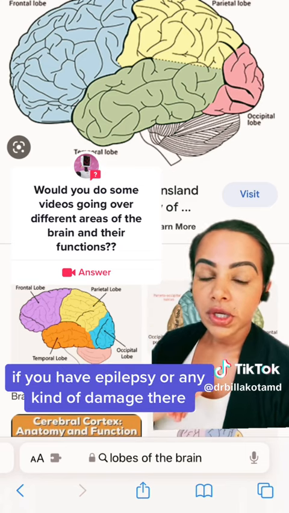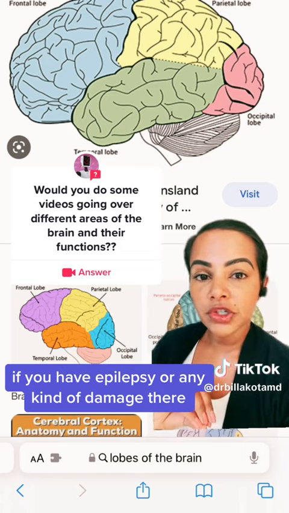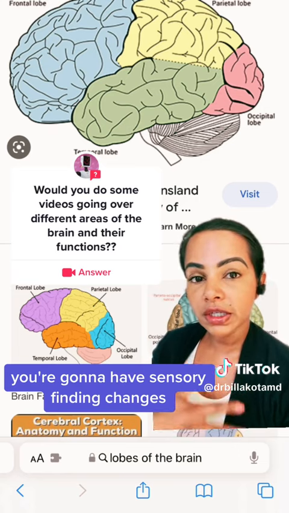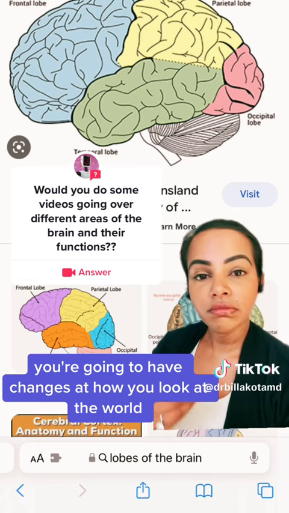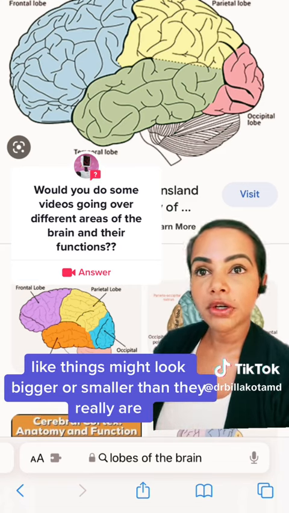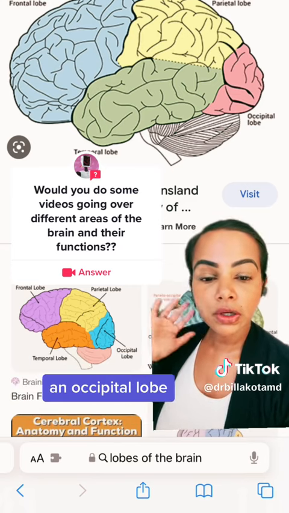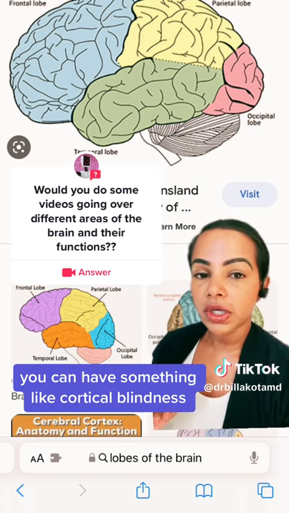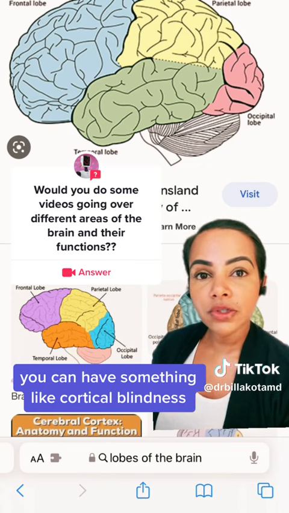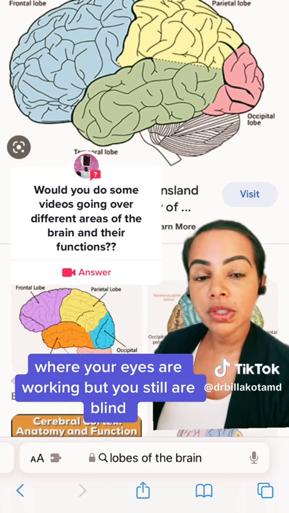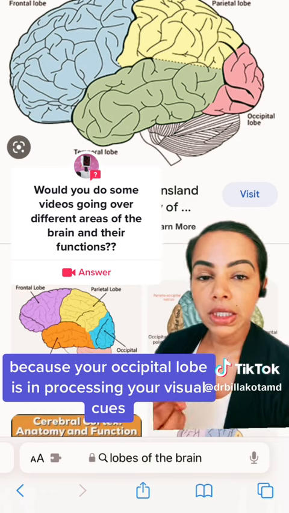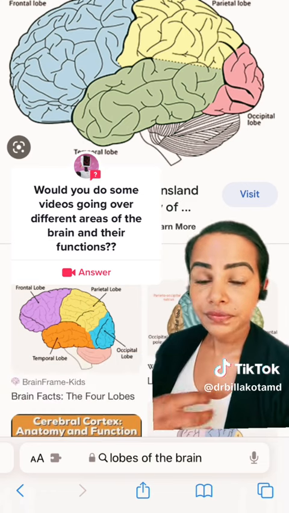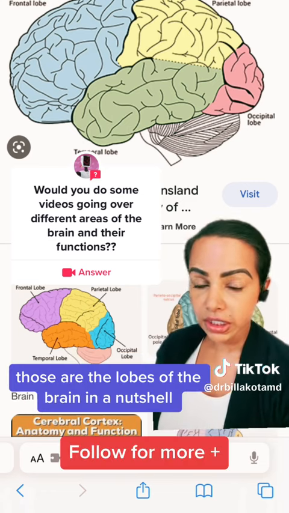Parietal lobe, if you have epilepsy or any kind of damage there, you're going to have sensory changes. You're going to have changes in how you look at the world, like things might look bigger or smaller than they really are. An occipital lobe, if you do injure that, you can have something like cortical blindness, where your eyes are working, but you still are blind because your occipital lobe isn't processing your visual cues. Those are the lobes of the brain in a nutshell.